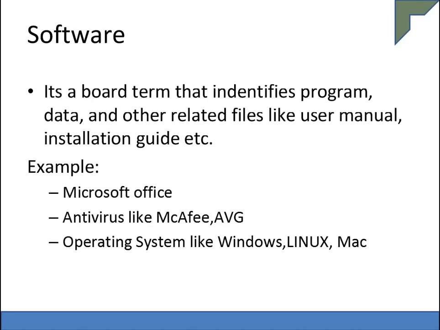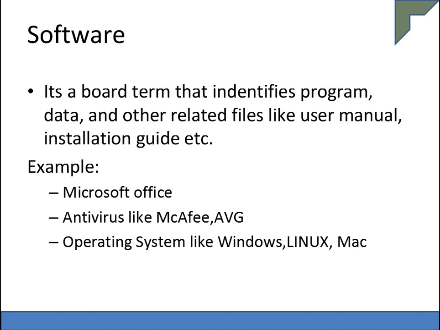What is software? Software is a broad term that identifies the program, the data that is associated with it, and other related files like the user manual, installation guide, etc. For example, Microsoft Office, the antivirus that you're using, the operating systems like Windows, Linux, Mac that you're using. Right? So what exactly is the difference from a program?